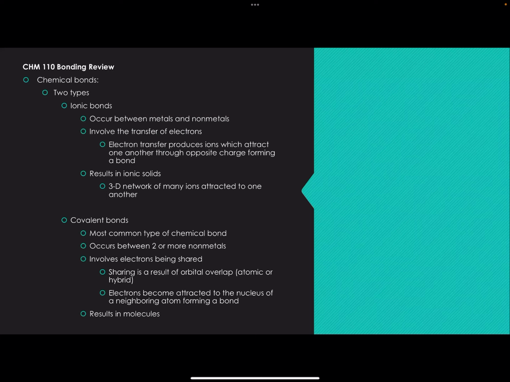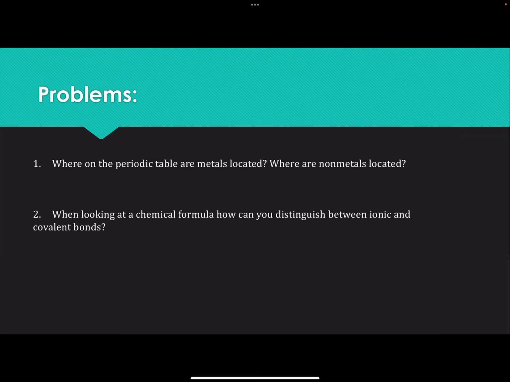The electrons become attracted to the nucleus of the neighboring atom, and that attraction forms our bonds. And these bonds result in molecules.